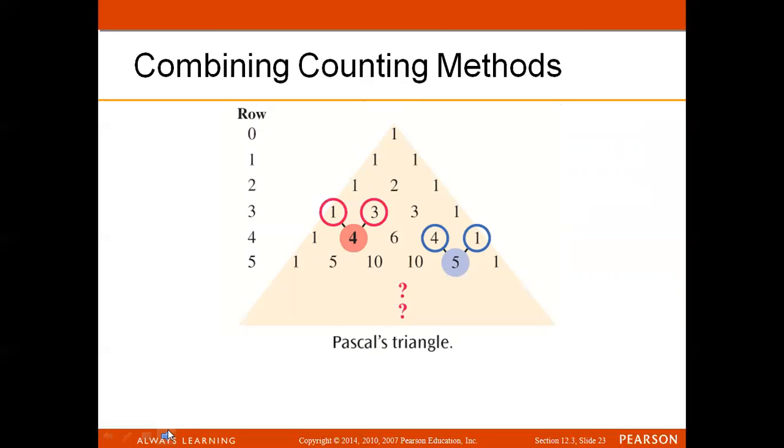To write row 5, we start with a 1. We sum the 1 and 4 to make a 5. We sum the 4 and 6 to make a 10. We sum the 6 and 4 to make a 10. We sum the 4 and 1 to make the 5. And then we end our row with a 1. And so what are the next few rows of Pascal's triangle?